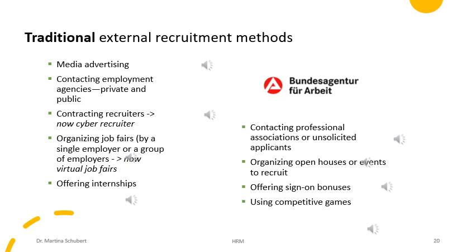Professional associations are organizations, for example, the Society of Human Resource Management or the Engineers Association, and they also operate referral services. Then there are unsolicited applicants. These are applicants who apply to an organization because they heard that the organization is very interesting for them.